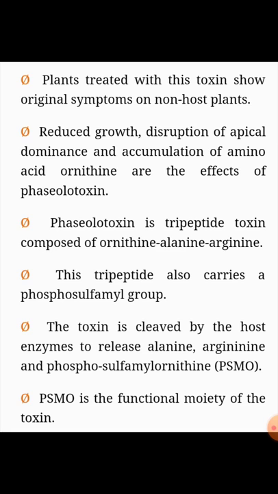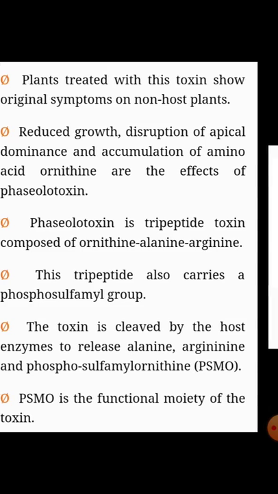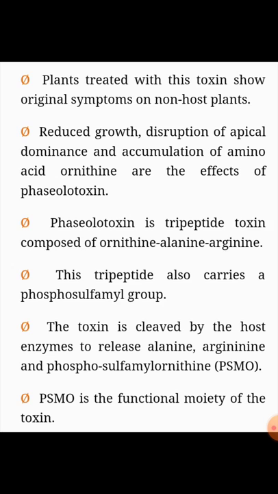The plant treated with this toxin shows symptoms even on non-host plants, such as reduced growth. These toxins ultimately produce their effect by reducing the growth rate of the plant and disruption of apical dominance, that is, no apical bud formation or no differentiation of the apical part of the plant. Accumulation of amino acids or ornithine are effects of phaseolotoxin.